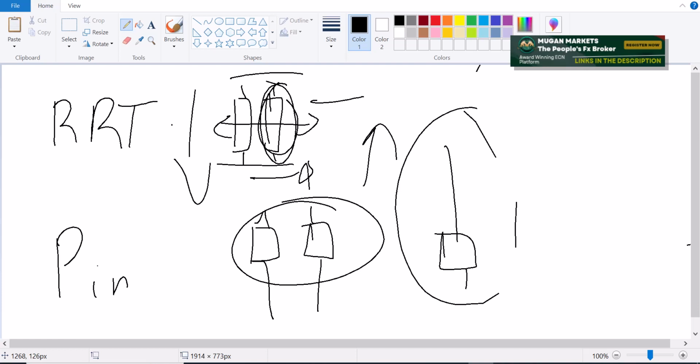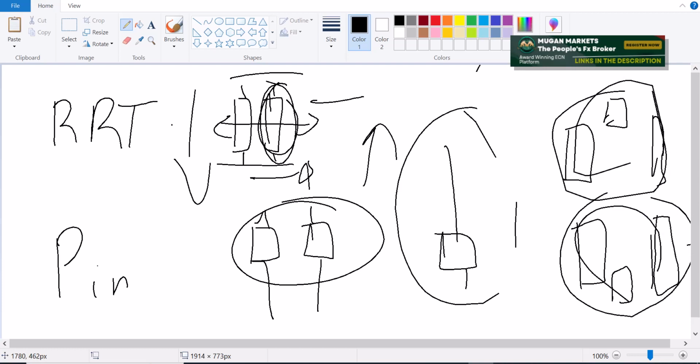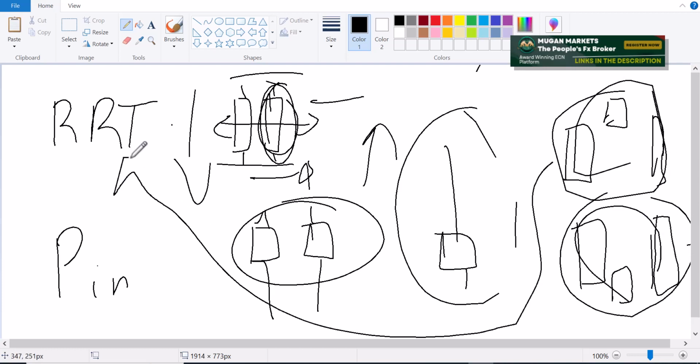Then number three, you can use a morning star or an evening star, a candlestick that looks like this, right? Candlestick that looks like this. So a morning star or an evening star are just versions of a railroad track.